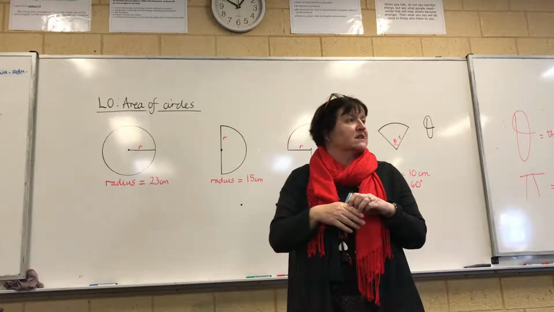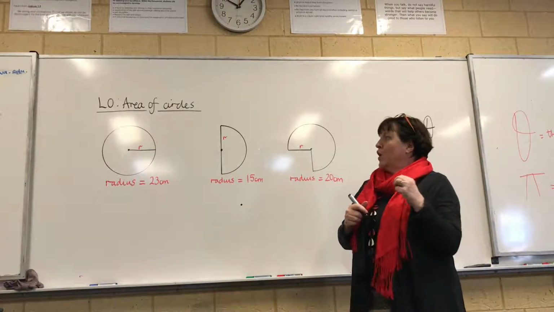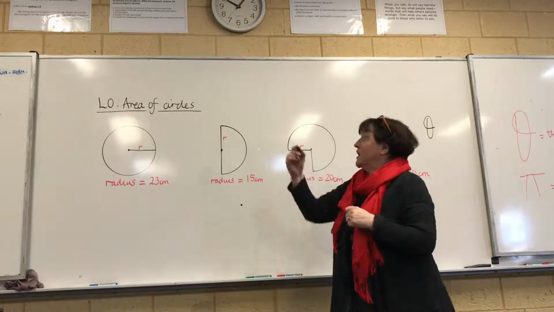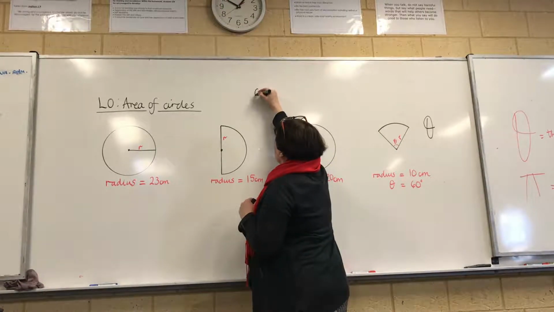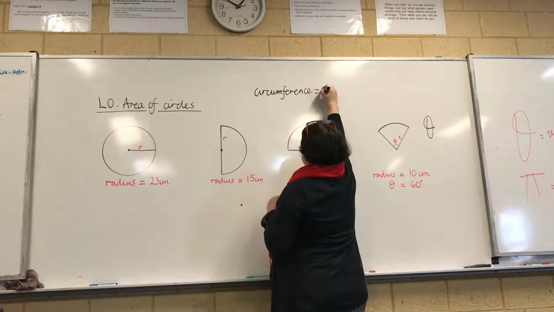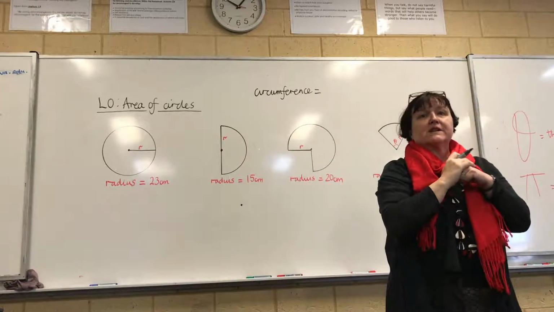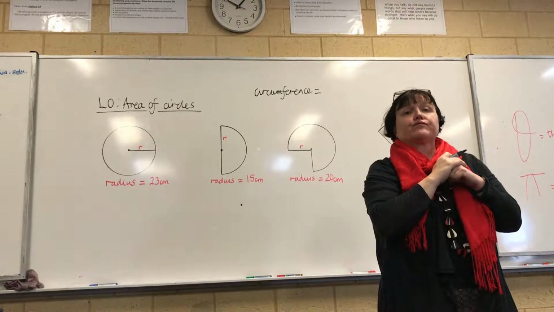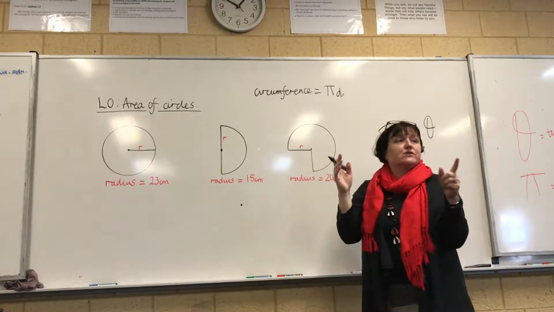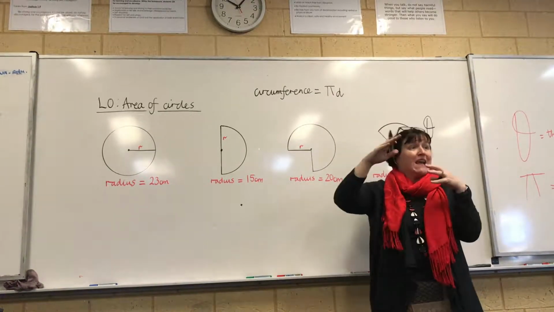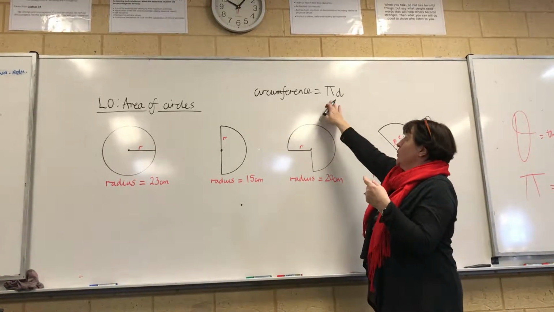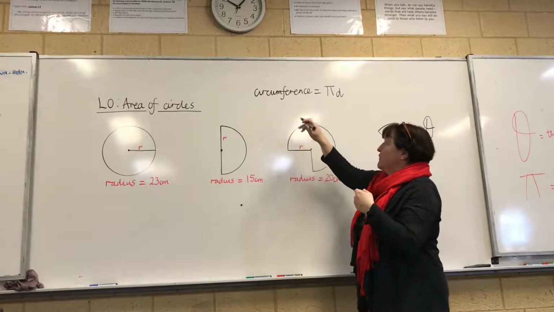When we were looking at circumference, what was the formula for finding the circumference of a circle? Let's put that up here. Diameter times pi. Yeah, so pi d. Pi times the diameter. And we know that pi is the ratio between the circumference and the diameter, which is why we can multiply the diameter to find the circumference.